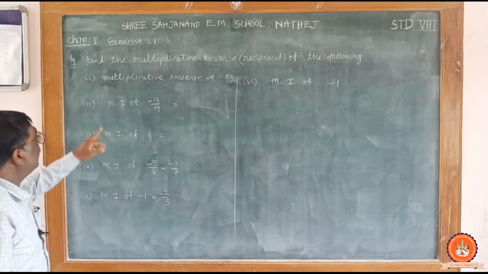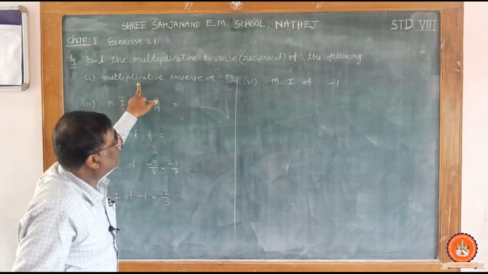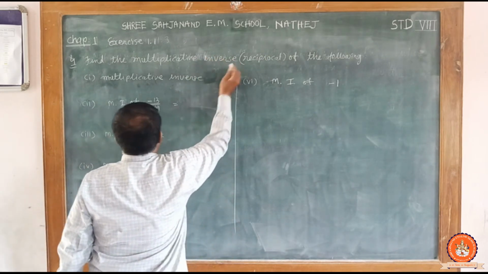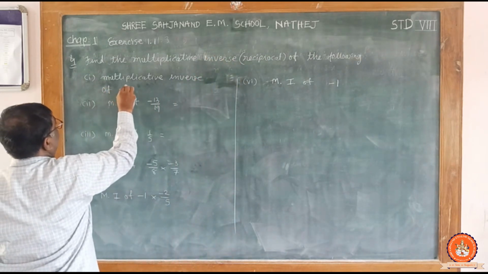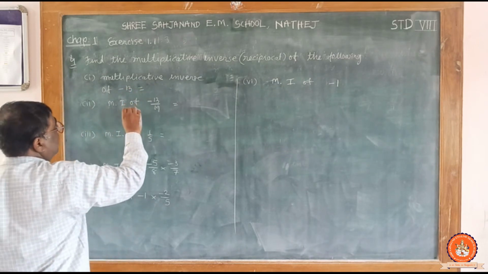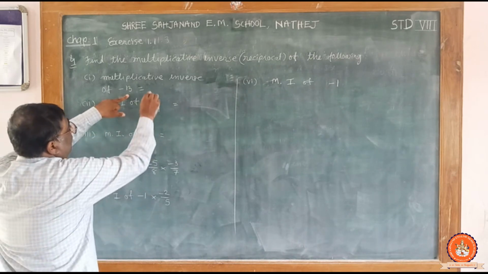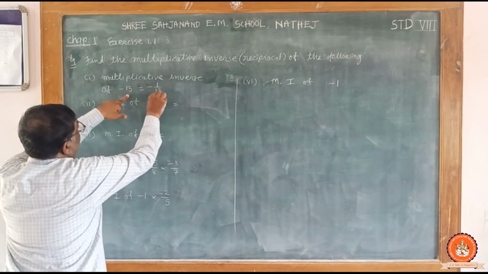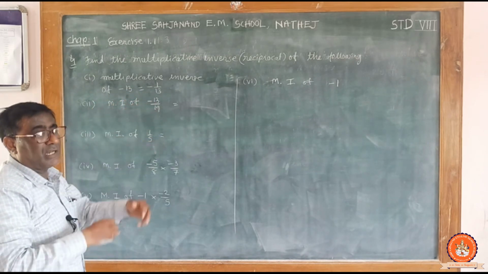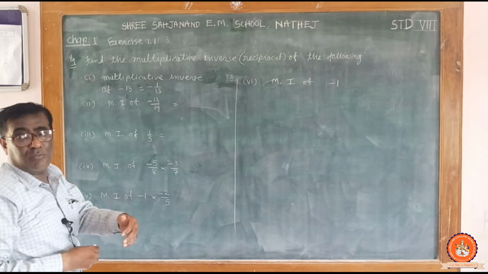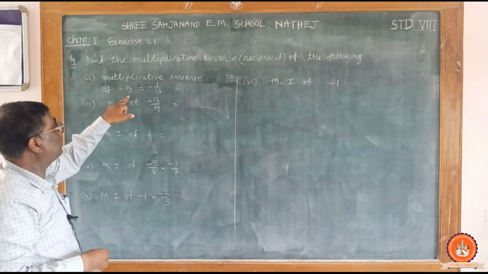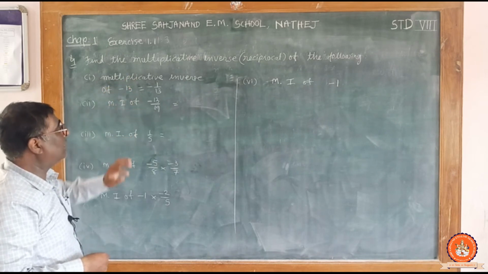Okay, now multiplicative inverse of the first number, minus 30. See, there is no denominator, so I think the denominator is 1, so it will be minus 1 upon 30. So don't change the negative sign. Negative sign will be as it is. What you have to do, you just have to make the numerator the denominator and the denominator the numerator. Here 13 divided by 1 is there, so 1 will be the numerator and 13 will be the denominator.